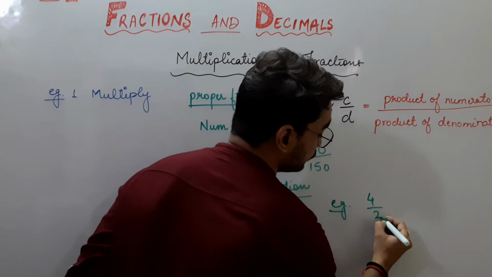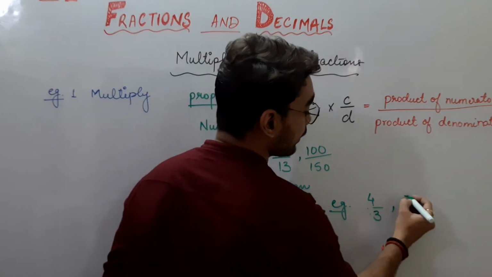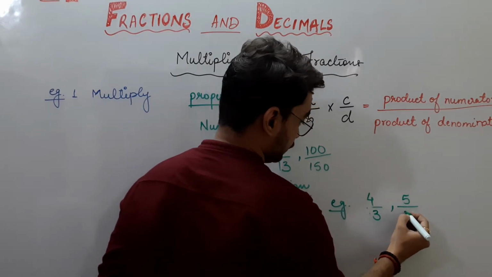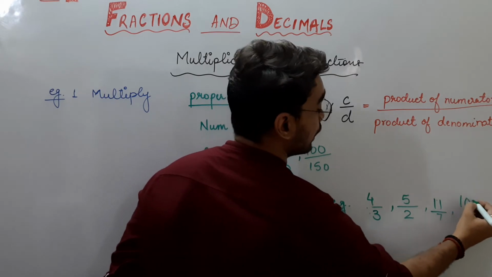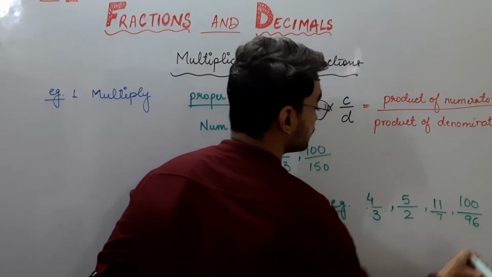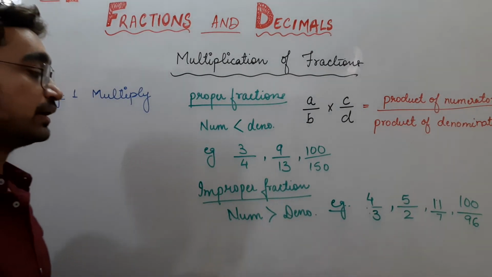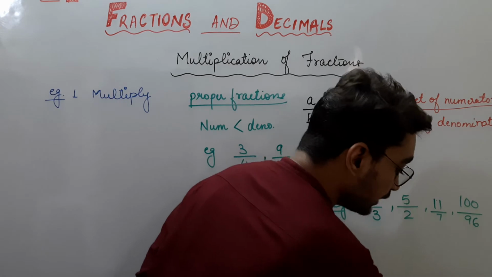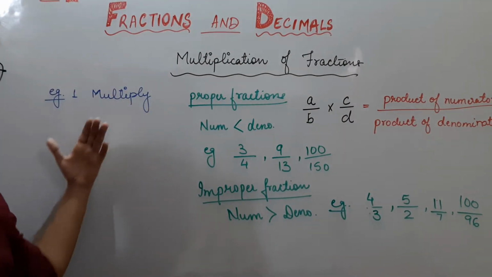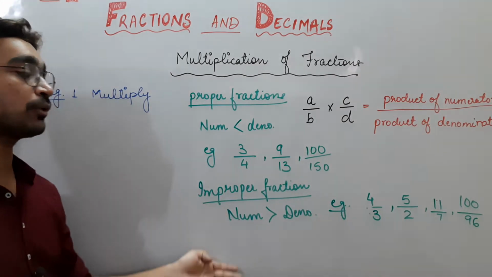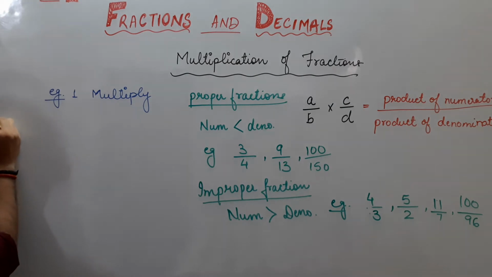4 by 2, or instead of that let me write it 4 by 3, 5 by 2, 11 by 7, 100 by 96. These are all improper fractions, in which the numerator is greater than the denominator. So let us find out some questions: if we are multiplying two proper fractions, what will be the answer? If we are multiplying two improper fractions, what will be the answer? Let's take one example A.